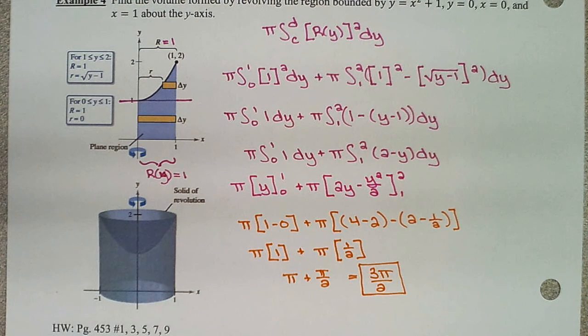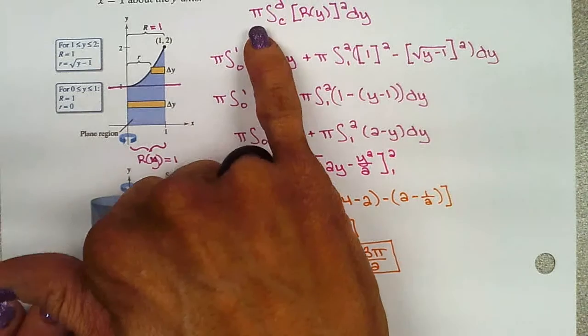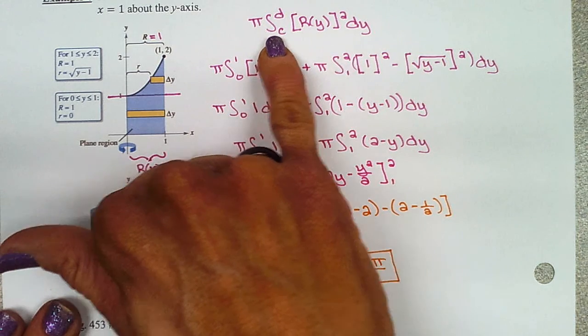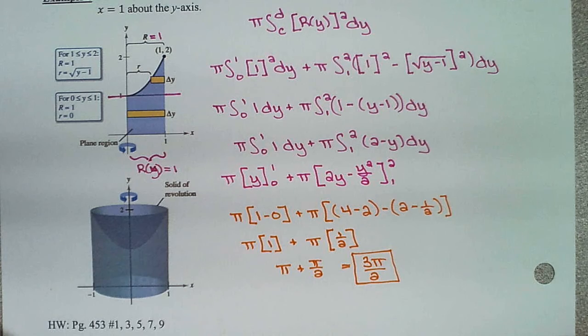So when you're doing your disc and washer method, it's basically the same. It's just the idea with the washer is you're cutting something out. So you're going to have a big R squared and a little r squared. But it's all going to follow this basic formula of pi integral from a to b or c to d of your radius squared and then dy or dx depending on the variable you're working in.